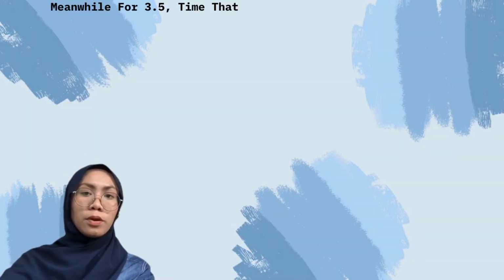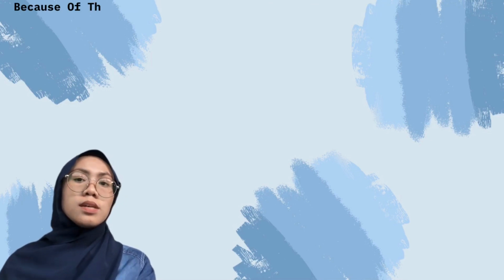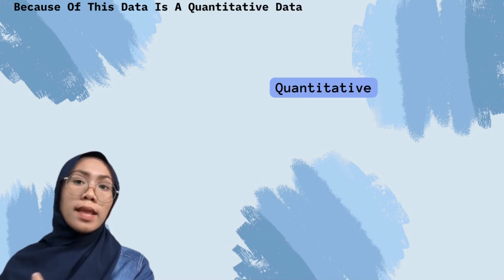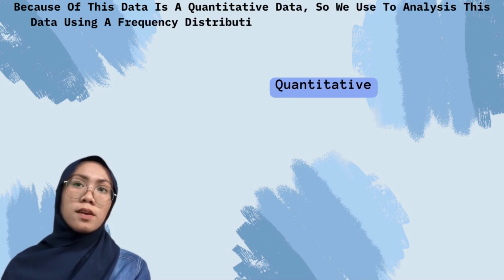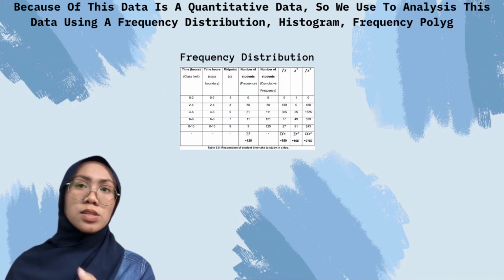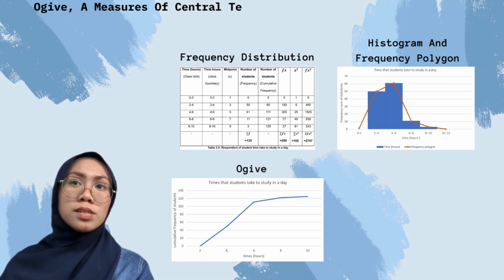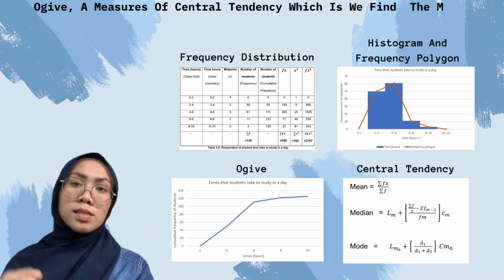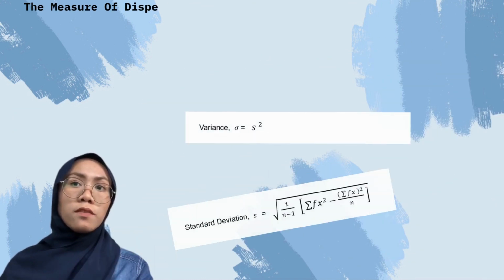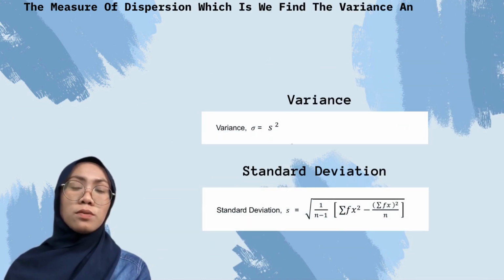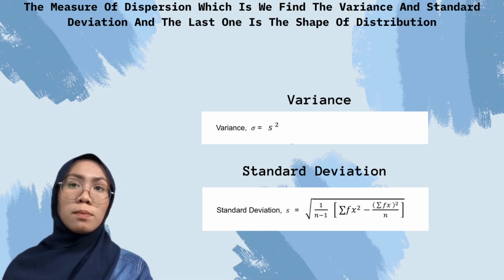Meanwhile, for 3.5, the time that students take to study in a day. Because this data is quantitative, we analyze it using a frequency distribution, histogram, frequency polygon, ogive, measures of central tendency, which is where we find the mean, median, and mode, the measures of dispersion, which is where we find the variance and standard deviation, and the last one is the shape of distribution.